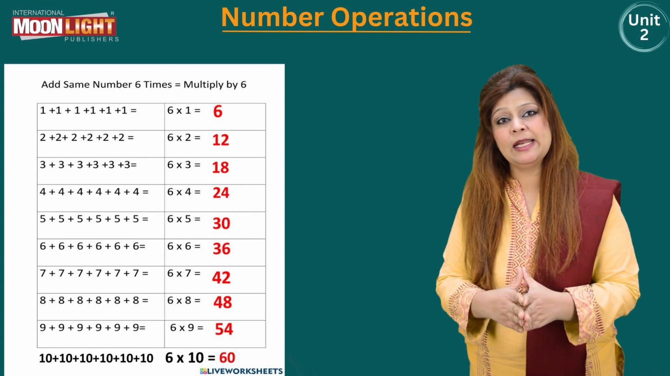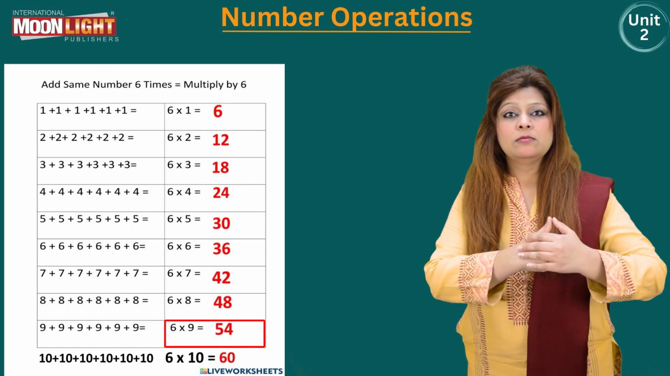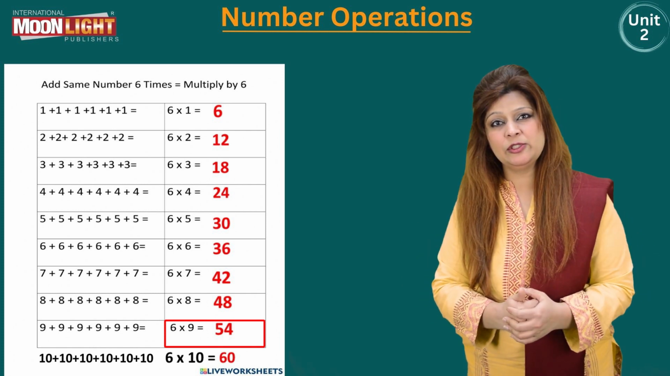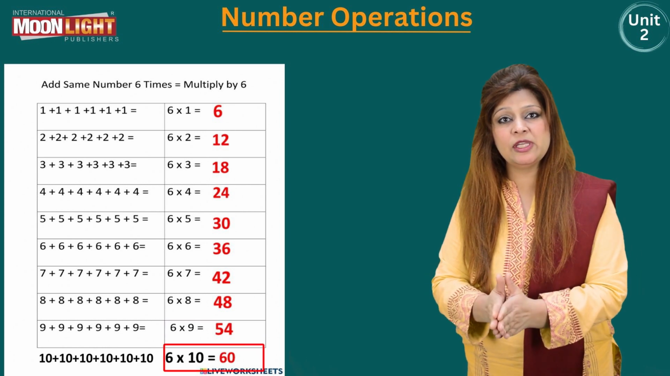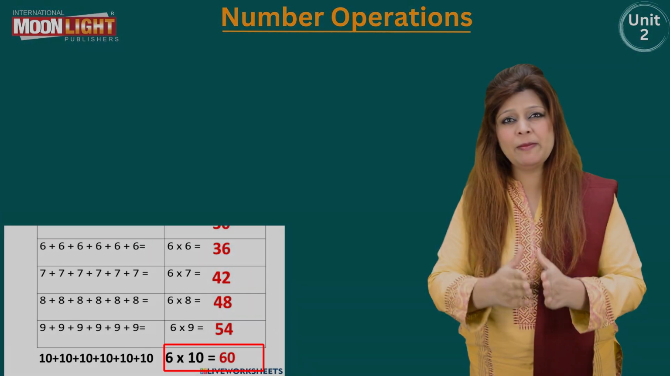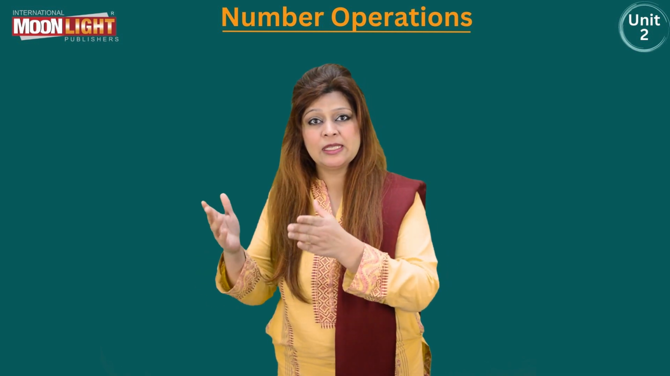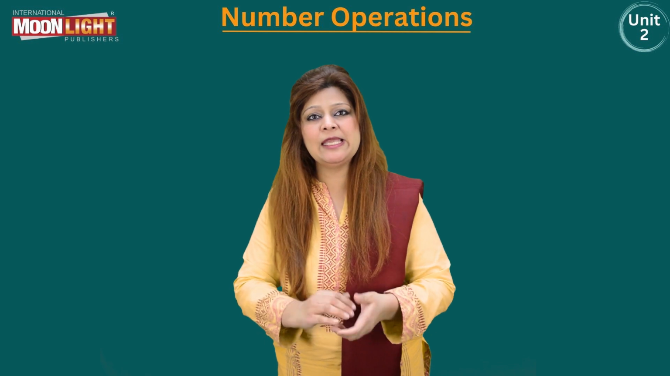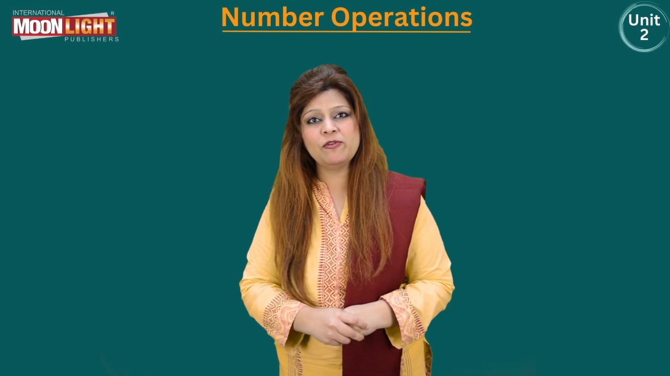Now 6 9's are 54 is the same as 9 6's are 54. Now again 10 6's are 60 is the same as 6 10's are 60. Do remember the table in this way so that the multiplication of the number 6 will be easy for you. We'll get back to you with more interesting concepts of mathematics.